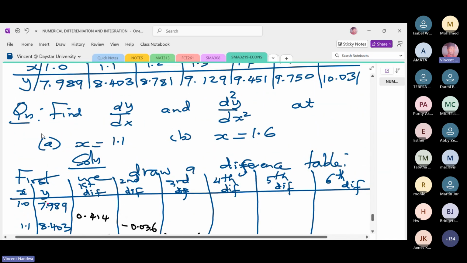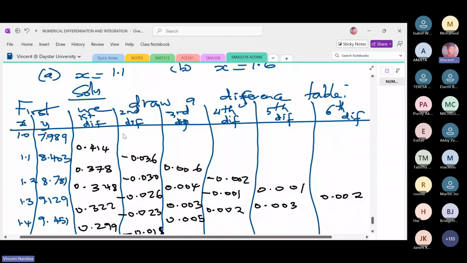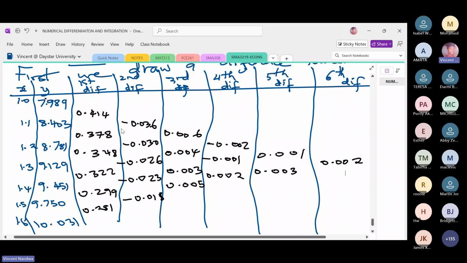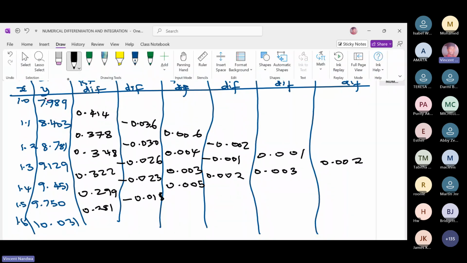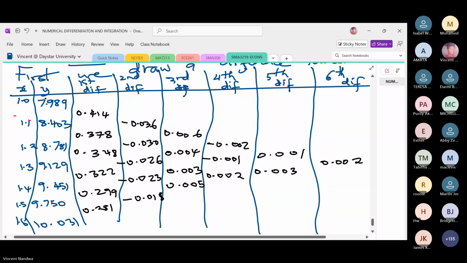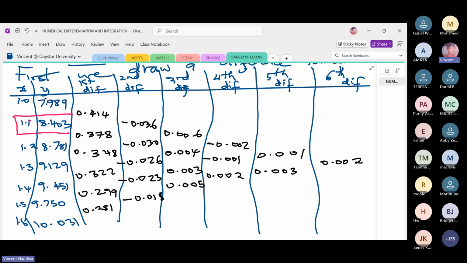So the first part is to find the dy/dx at 1.1. So 1.1 is this number here. So this is where you have 1.1. From the location of 1.1, do you apply the Newton forward or Newton backward formula? Forward, because it's near the beginning, correct? So once you have identified that, then take this line and pick this diagonal.